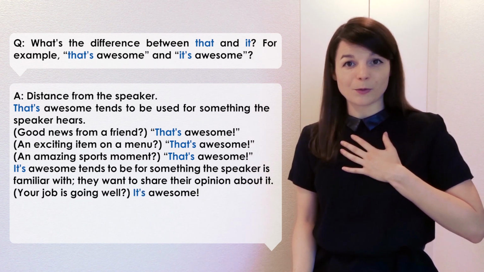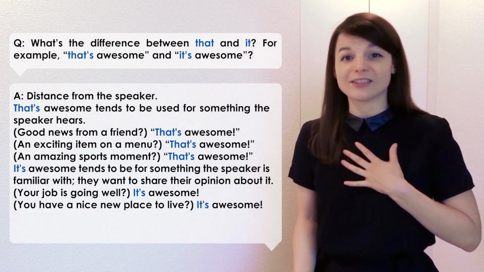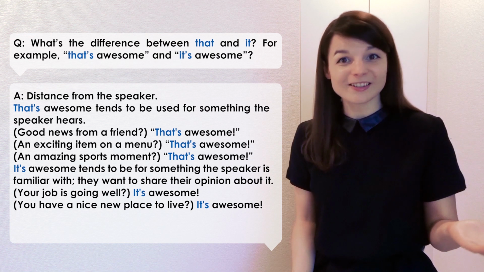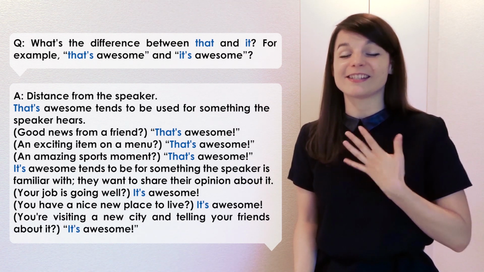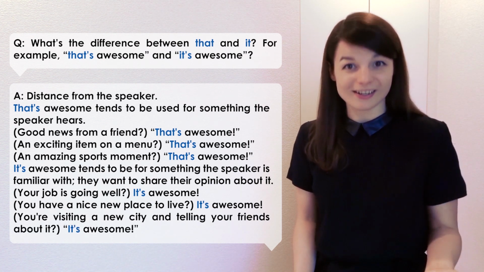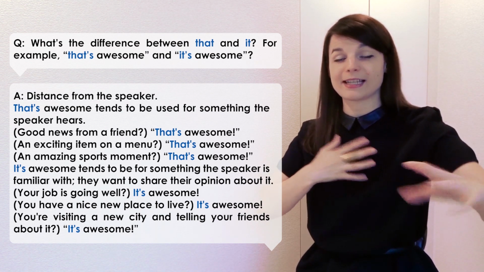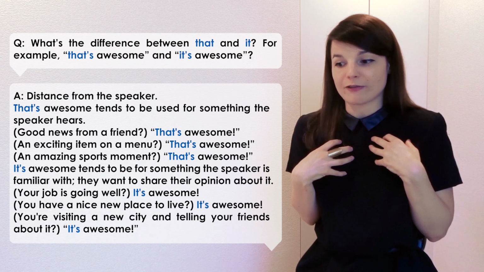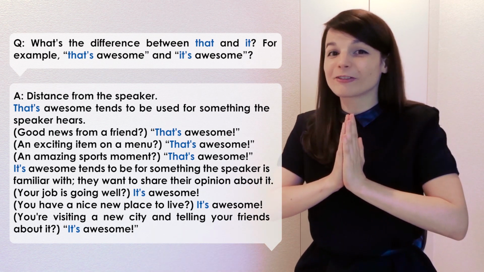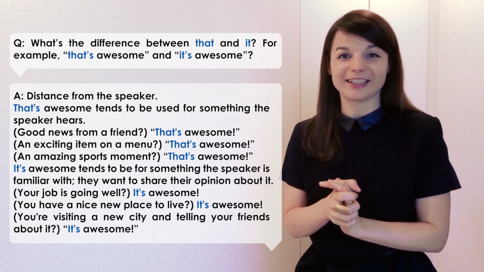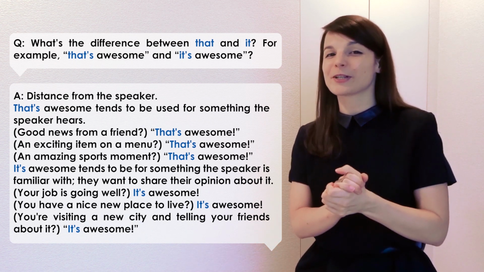Examples. My job is going well. It's awesome. I have a nice new place to live. It's awesome. I'm visiting a new city and telling my friends about it. It's awesome. That tends to be for things outside us or distant from us. It is sort of our expression of our own opinion. This is not a perfect rule, but it's a general guideline. So I hope that that helps you. Thanks very much for the question.